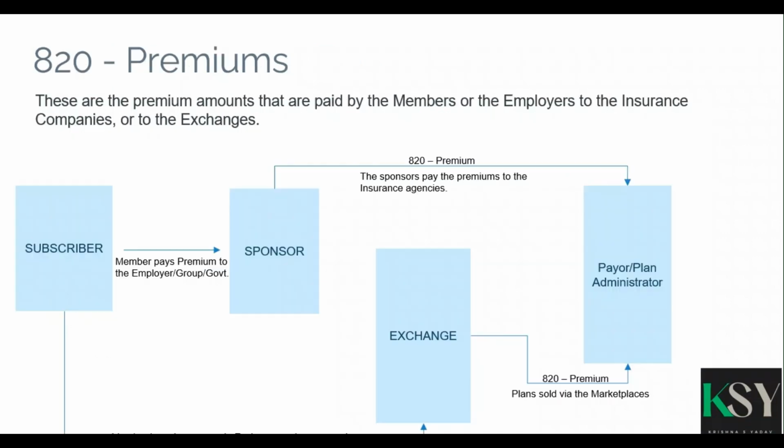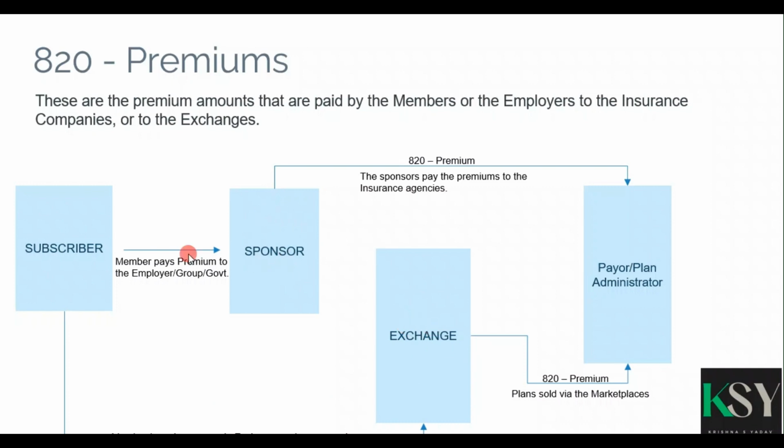The 820 EDI transaction is used for premium payments. These are the amounts paid by the members or the employers to the insurance companies or to the exchanges. Now, a subscriber could buy a plan from the insurance company through their sponsors. The sponsors could be their employers or groups, or the government. Or a subscriber can go to the marketplace and buy the insurance directly from there, which means they have to pay the premiums to the exchange from where they bought the plan.